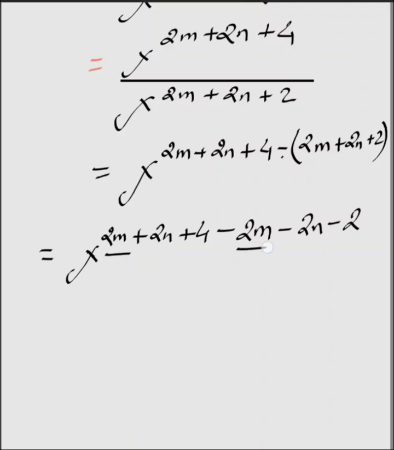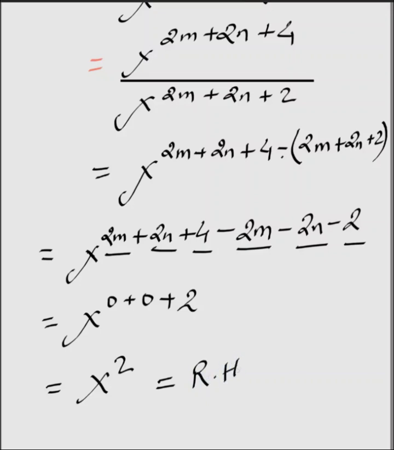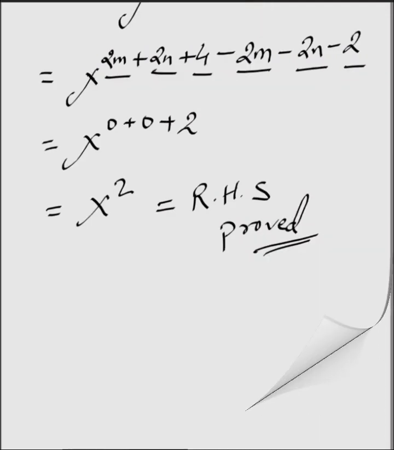Okay, 2m and minus 2m, it's 0. So x power 0 plus 2n minus 2n is also 0, and 4 minus 2 is plus 2. 0 plus 0 plus 2, x square is equal to the right hand side. It's proved, right? It's not that complex. Remember the law of indices. Let's do the second question.